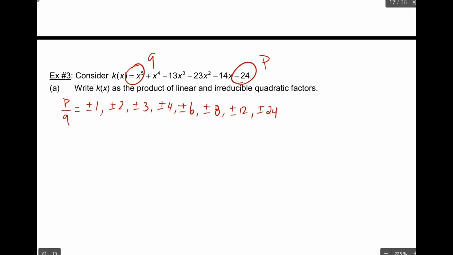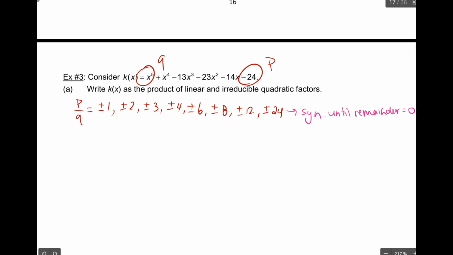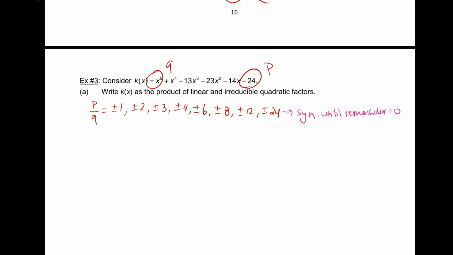Cool. Right, and so we want to do synthetic division until we have 0 remainder. So that's the goal. So we wrote out our zeros. That's step 1. Write out the possible zeros, then do synthetic division until the remainder is 0. So that way we can actually factor this. Because our whole goal is to write it as a product of linear and irreducible quadratic factors. So to the 5th power means we're going to have 5 factors at the end.